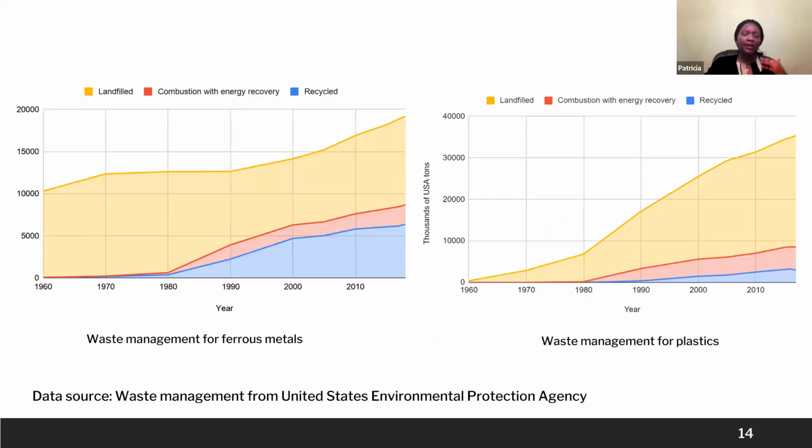In this chart here, from the waste management data from the United States Environmental Protection Agency, we see the amount of material that has been landfilled in yellow, those that are combusted with energy recovery, and those that are recycled. So based on this, we can calculate the amount of material. We have one for metals on the left and one for plastics on the right, to show that reuse would really save the energy that is used in all these processes.